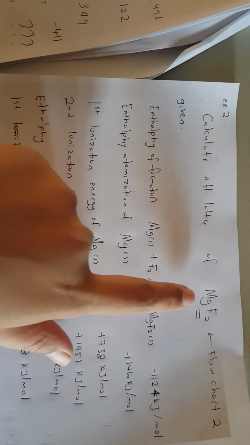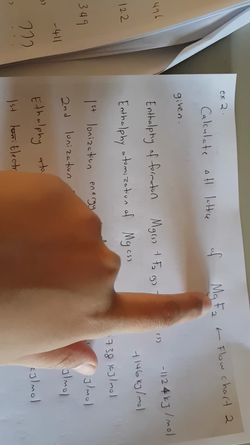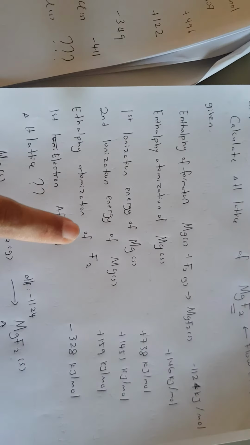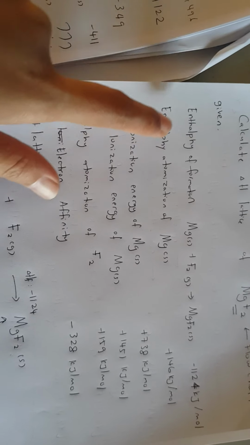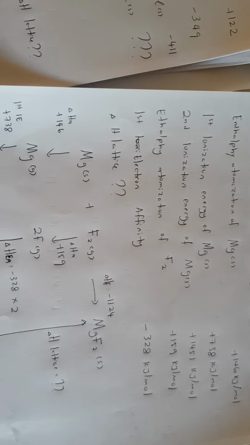Okay, so let's see the second example. Here, when you identify MgF2, here F2, you need to refer to flowchart 2. For example, they already give you all the data here. You need to calculate the delta H of the lattice.